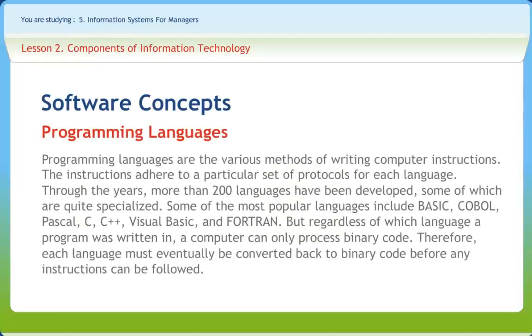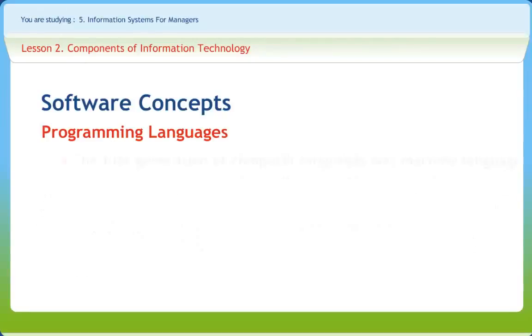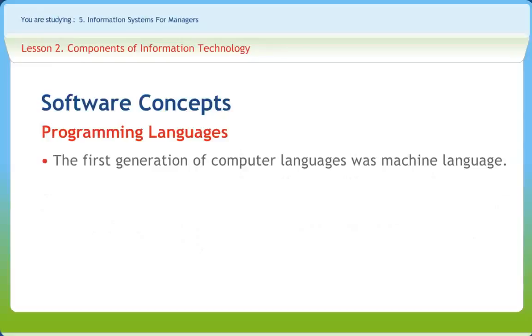Programming languages are the various methods of writing computer instructions. The instructions adhere to a particular set of protocols for each language. Through the years, more than 200 languages have been developed, some of which are quite popular, including BASIC, COBOL, Pascal, C, C++, Visual Basic, and Fortran. The first generation of computer languages was machine language.